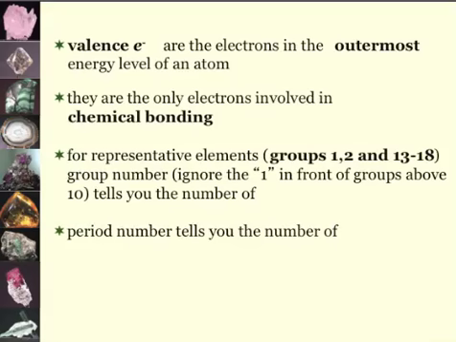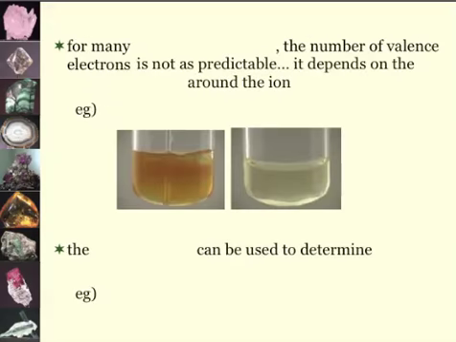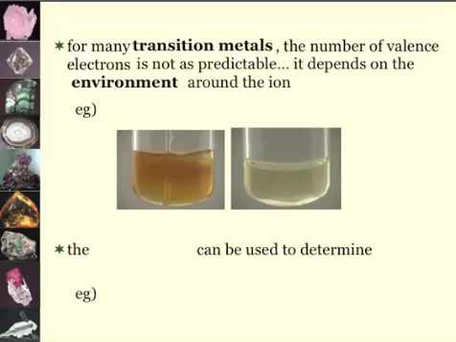So for representative elements, so groups 1, 2, and 13 to 18, if you ignore the 1 in front of the groups above 10, the group number tells you the number of valence electrons. The period number tells you the number of energy levels occupied by electrons. For many transition metals, the number of valence electrons is not as predictable, and it depends on the environment around the ion.